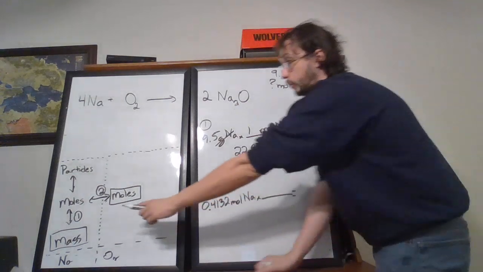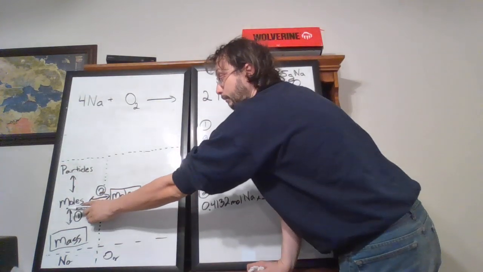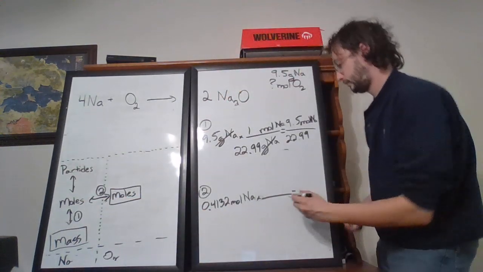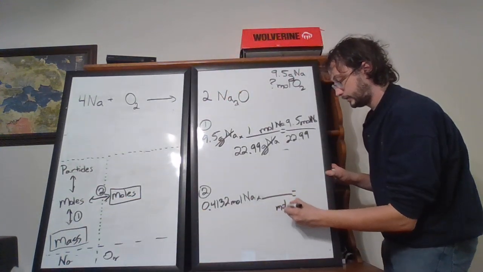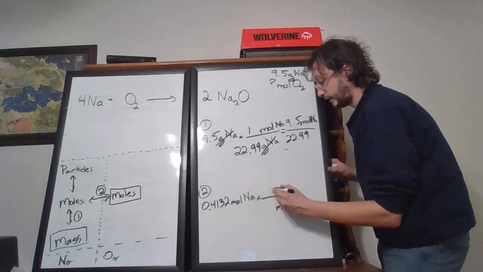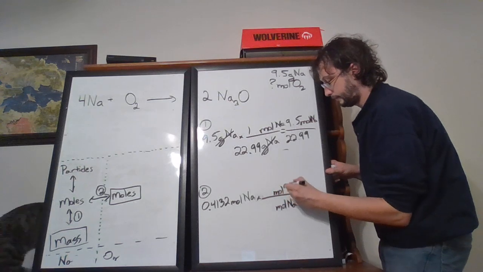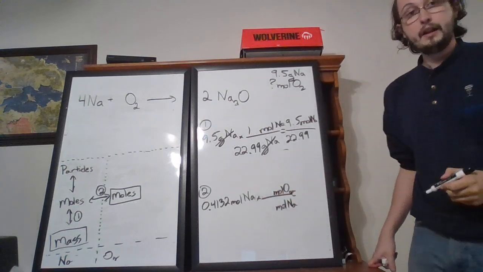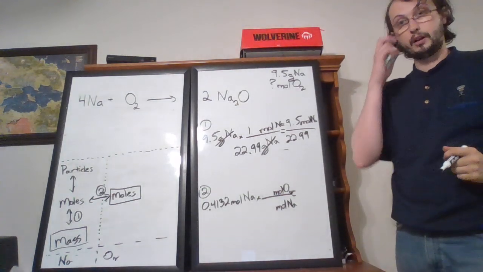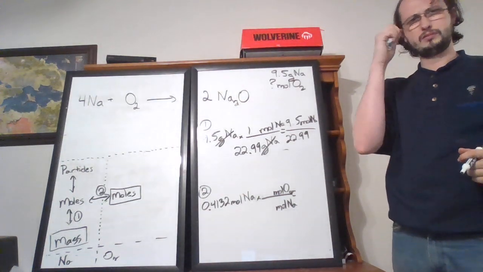So this time, we are here. You see arrow 2, it takes us from moles of sodium to moles of oxygen. So we'll put moles of sodium on the bottom, where we're starting, so we want that to cancel out. And we'll put the other side on top, moles of oxygen. Now, this is a mole ratio. Look at the video on mole ratios from a week ago. It's been a while.